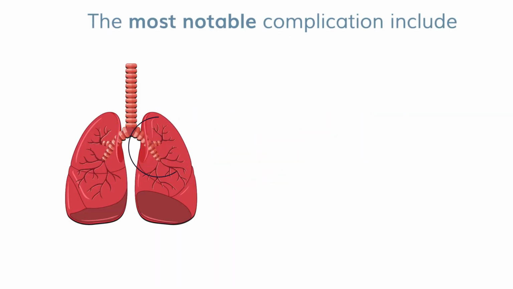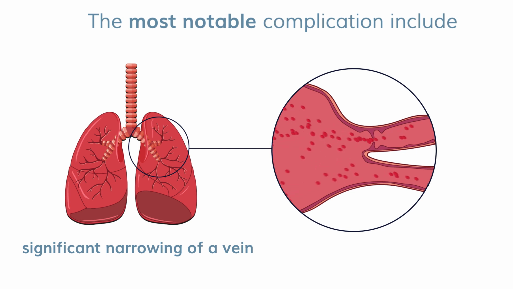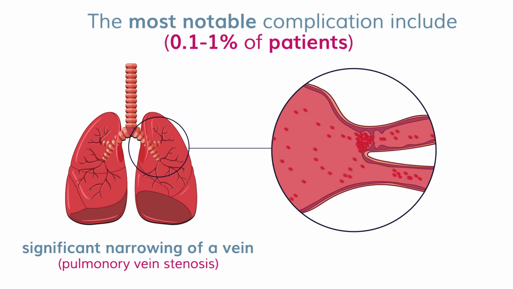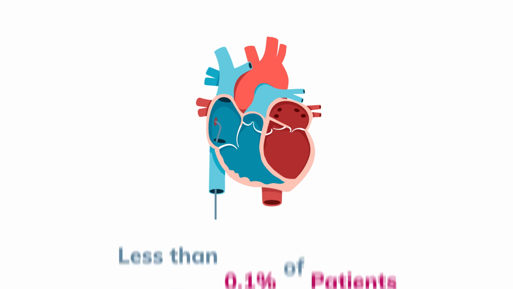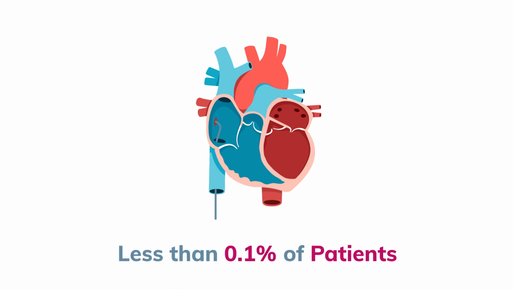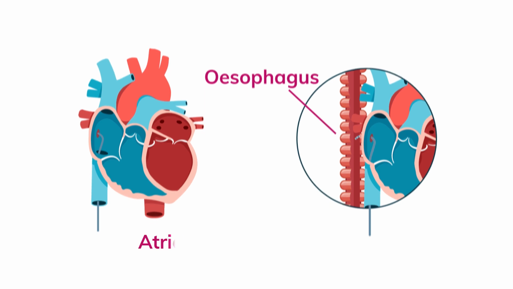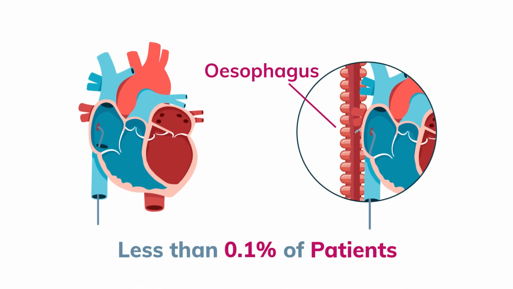The most notable complications include significant narrowing of a lung vein, also known as pulmonary vein stenosis, which occurs in less than 1% of patients, inadvertent puncture of the heart that may require surgical treatment, which occurs in less than 0.1% of patients, and injury of the esophagus resulting in a connection between the atrium and the esophagus, also known as an atrioesophageal fistula. But this is very rare and occurs in less than 0.1% of patients.